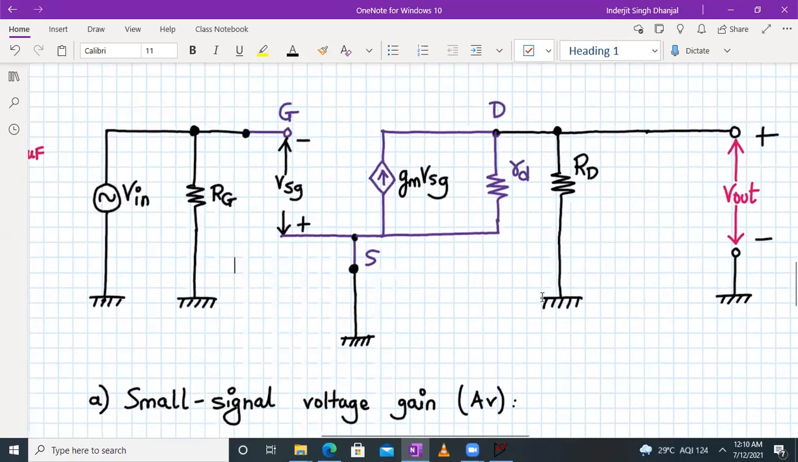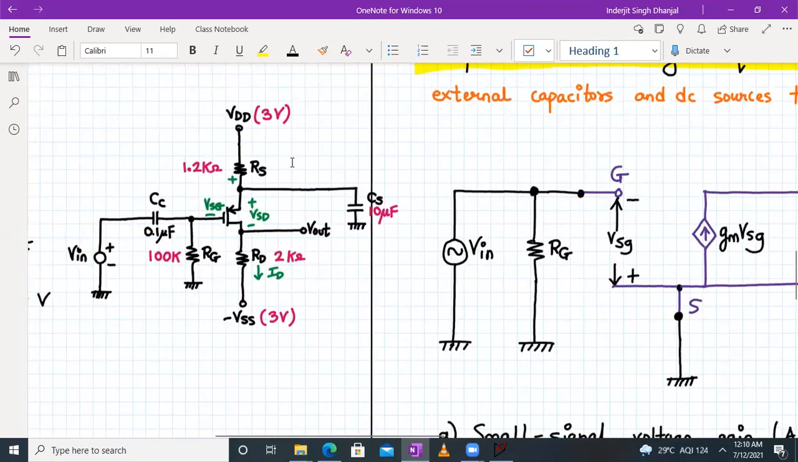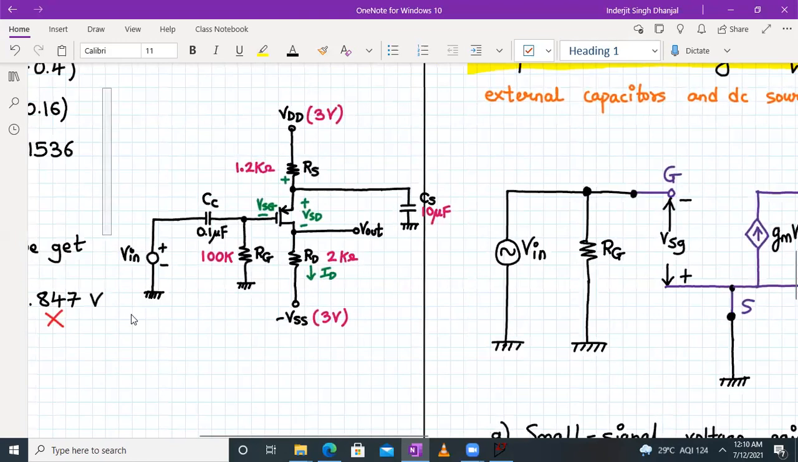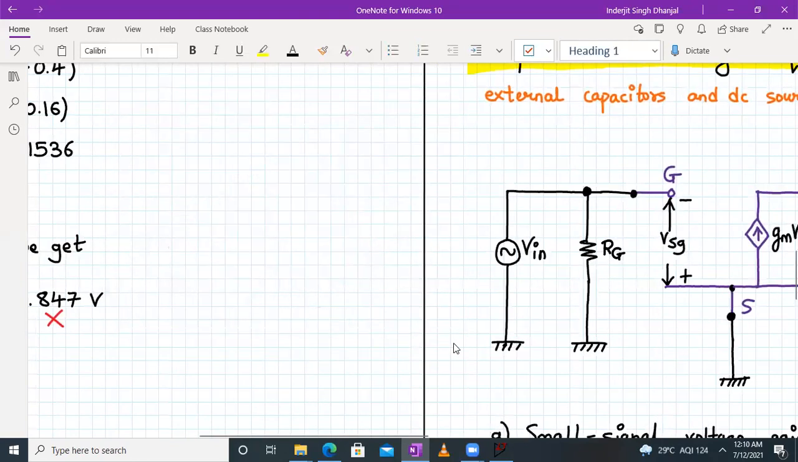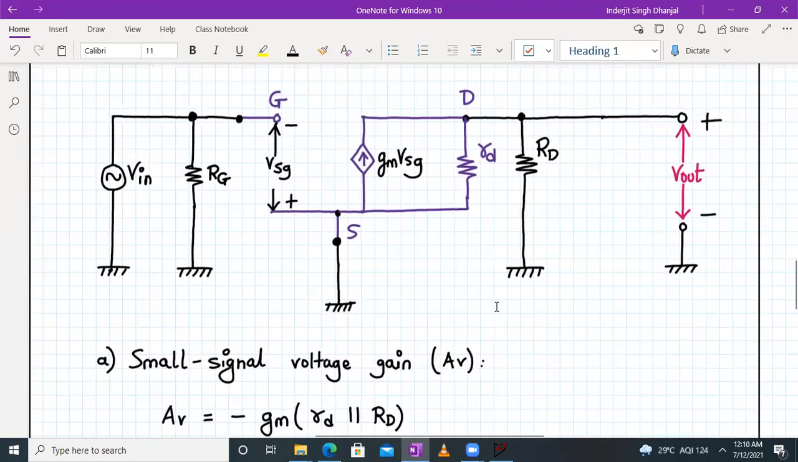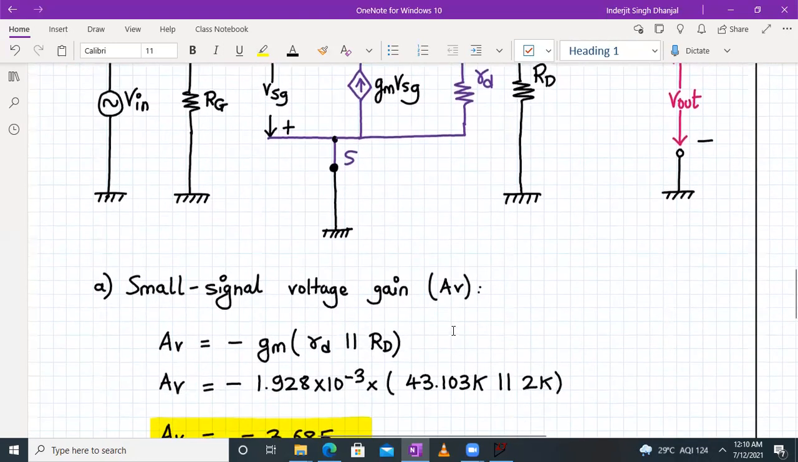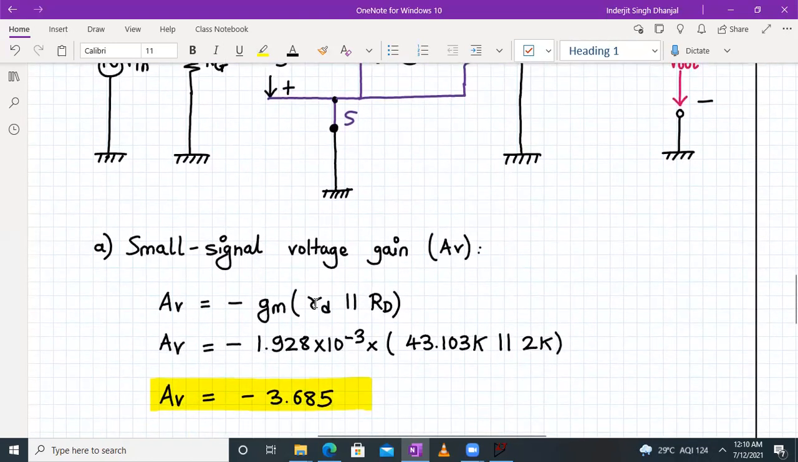So this is how you draw the small signal equivalent circuit for your given amplifier, which is over here. Now its job is over, so we can remove it. Now we have to find the small signal voltage gain. We have already found the derivation of the small signal voltage gain for the common source amplifier using NMOS transistor. So its analysis remains the same for the PMOS transistor also. So the gain formula will not change. It will remain the same.